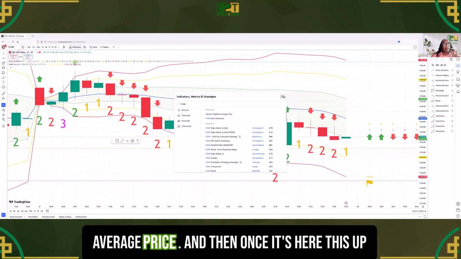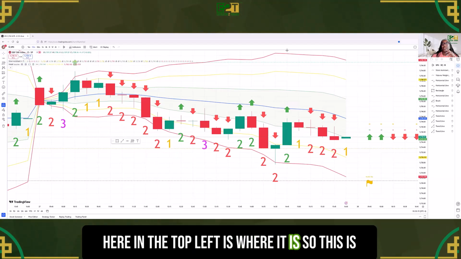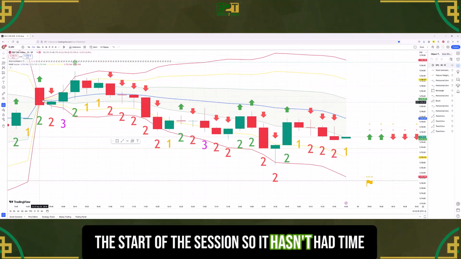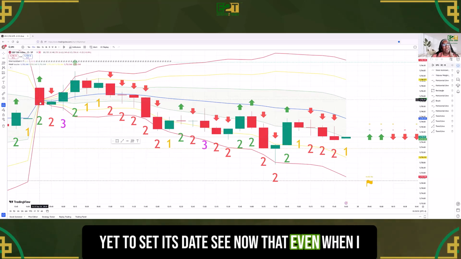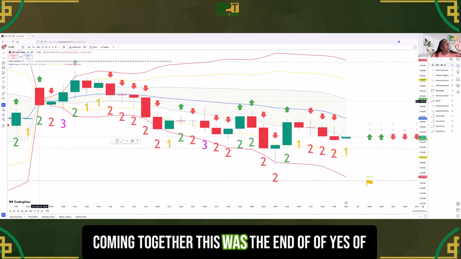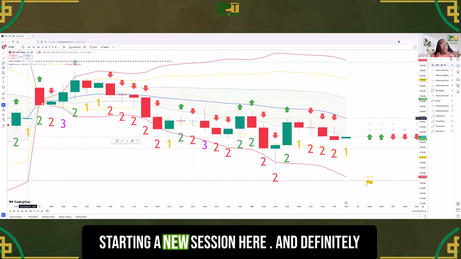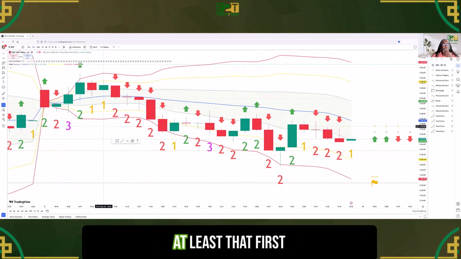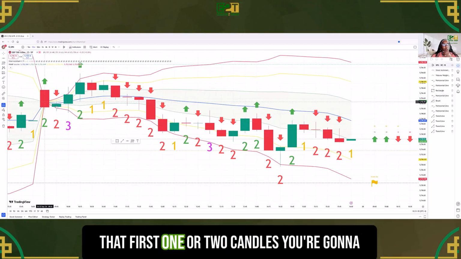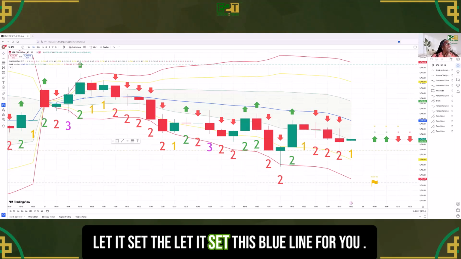Volume weighted average price. Once it's here, this up here in the top left is where it is. But this is the start of the session, so it hasn't had time yet to set its data. See, even when I do that, it kind of showed how it was all coming together. This was the end of Thursday and the beginning of Friday, so it's starting a new session here. And definitely at least that first one or two candles, you're going to want to see those first. Let it set this blue line for you.